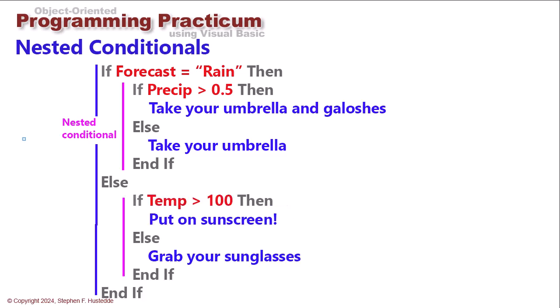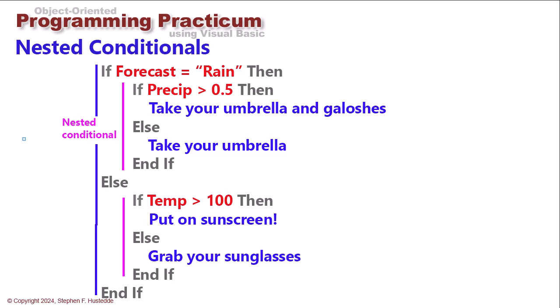We can put another nested if inside that second fork of our outer if. So now we've got forecast and rain. Well, if there is no rain, we're going to ask, is the temperature greater than 100? And if it is, we'll say put on sunscreen. Otherwise, grab your sunglasses. So here we have 2 nested conditions, one inside each fork.